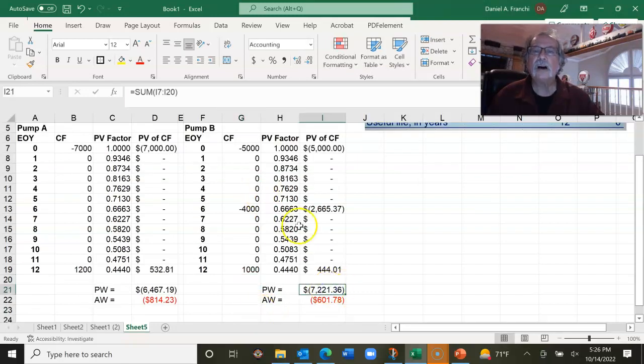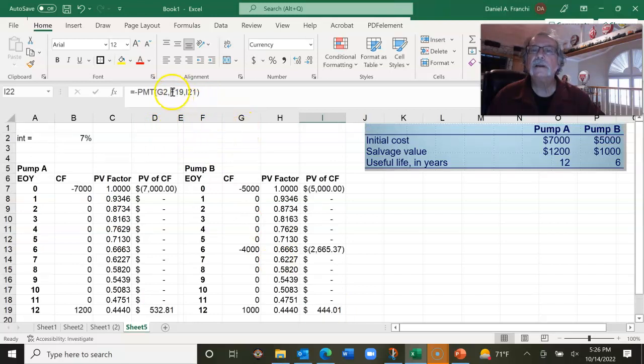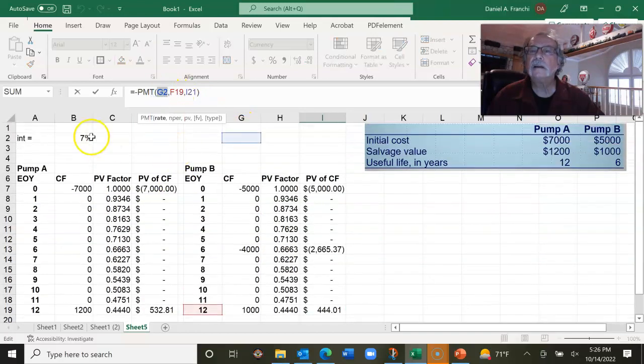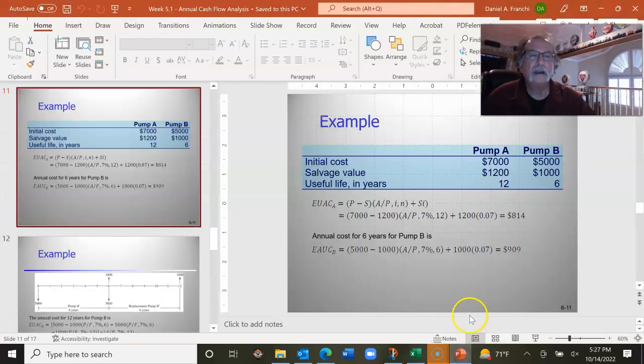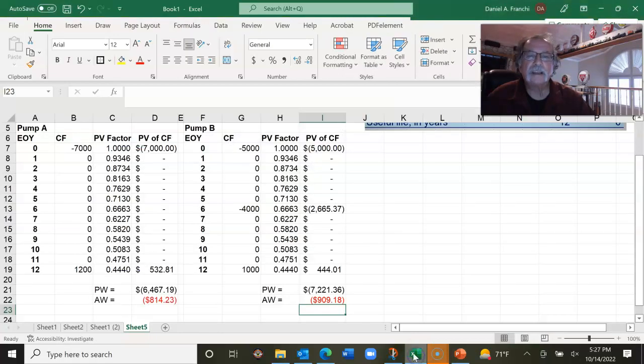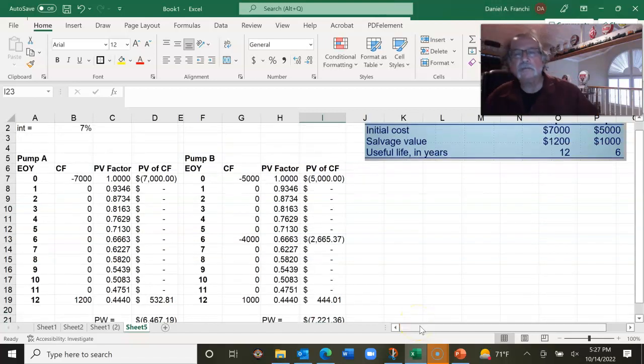So this has a present cost of $7,221. It's got an annual worth in G2. Got to set the interest rate right. So either way, we're going to be choosing pump A because it has a lower present cost, a lower annual cost. Just want to double check that my calcs are right. Okay, but let's look at pump B.